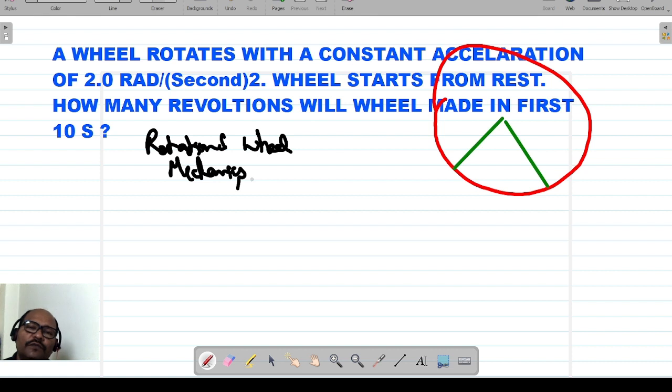Okay, students, we already learned in the laws of motion, v equal to u plus at, s equal to ut plus half at square, and v square minus u square equal to 2as. So here we will follow the same, but in place of displacement, it's an angular displacement. Here this is theta.